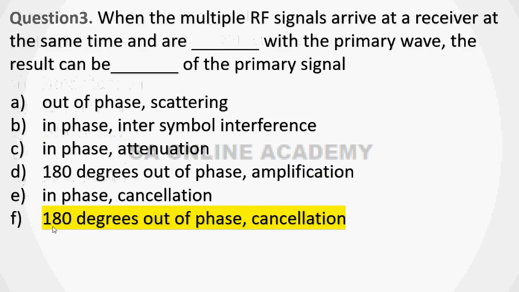Third question. So friends, I made one mistake while putting this question. I forgot to put a blank, so I have corrected that mistake in my answers now. When the multiple RF signals arrive at the receiver at the same time and are dash with the primary wave, then the result can be dash of the primary signal. So out of all the options, the only possible option is 180-degree out of phase, then it results in nullifying or cancellation. So the F is the right answer for this question.